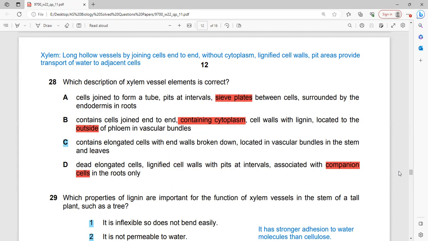So which description of the xylem vessel element is correct? Option A says the cells joined to form a tube and the pits at intervals, the sieve plate. The word sieve plate is found only in phloem, so it's the wrong option. B, containing cytoplasm, is a wrong option. In D, the companion cell is present in phloem, so it's a wrong option. So the correct option is that it contains elongated cells with end walls broken down and is located in a vascular bundle in the stem and in the leaf. All these characteristics match with xylem.